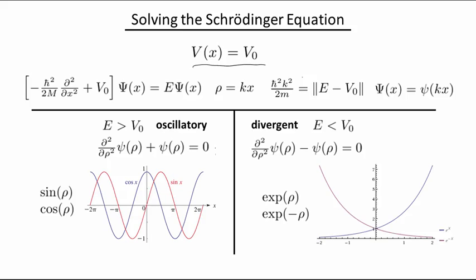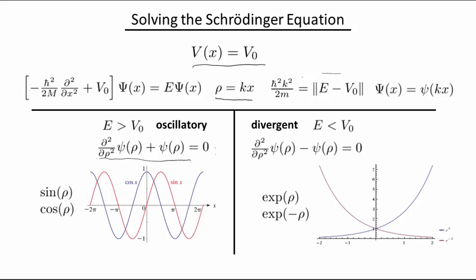Okay, so we just take that system, we transform, we find a dimensionless variable, rho is kx, where k is the wave vector, and it depends on whether the energy is greater than or less than the potential energy. The value of k is determined by that. And so there are two classes of solutions. When E is greater than V0, we have two independent solutions.